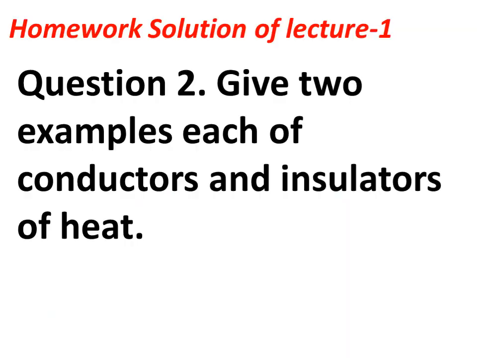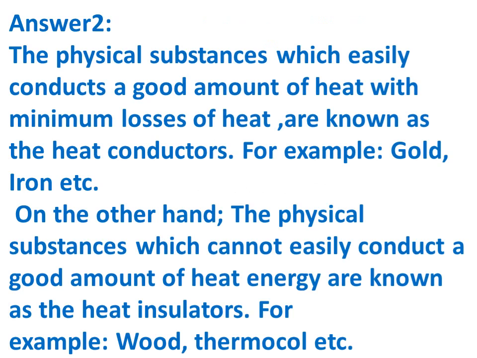Now we are going to discuss homework solutions of lecture 1. We will start with question number 2, which I gave you yesterday: give 2 examples each of conductors and insulators of heat. Answer: the physical substances which easily conduct a good amount of heat with minimum loss of heat are known as heat conductors, for example gold, iron, etc. On the other hand, the physical substances which cannot easily conduct a good amount of heat energy are known as heat insulators, for example wood, thermocol, plastic, etc.